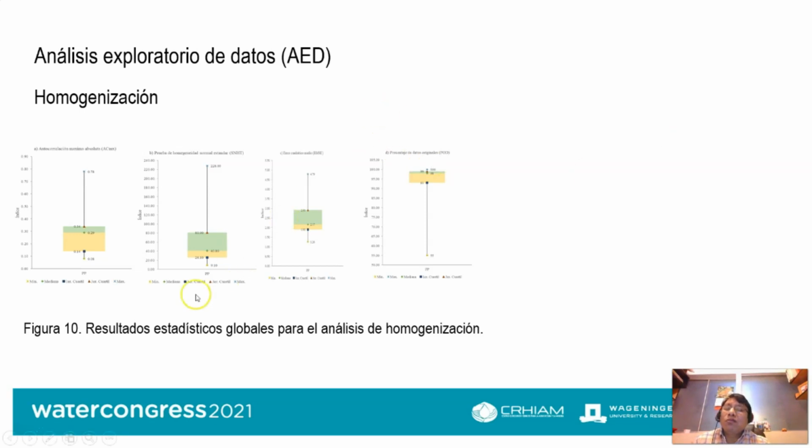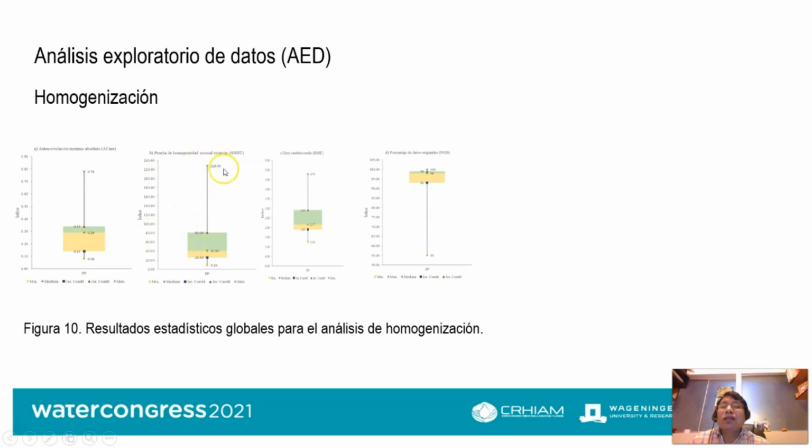So here we have a first result. We have the global statistic results for the homogenization analysis. Here we have the absolute maximum correlation, the standard normal homogeneity test, the root mean square, and the percentage of original data. All of these are equally important. For example, when it comes to the homogeneity test, it's about 90 more or less.